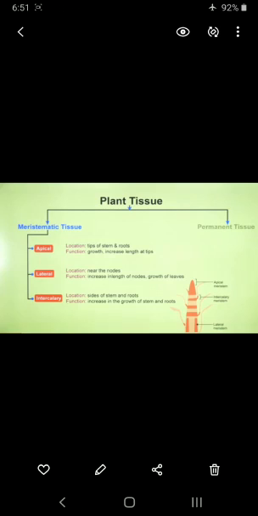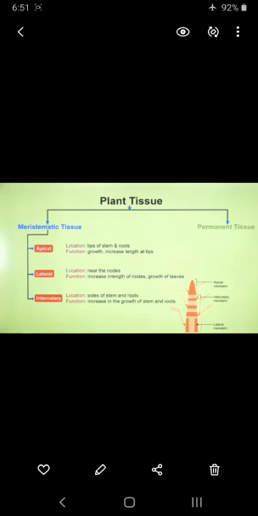The name is tissues. What are tissues? A cluster of cells which are specializing in one function, grouped together at a definite place in the body, constitute a tissue.